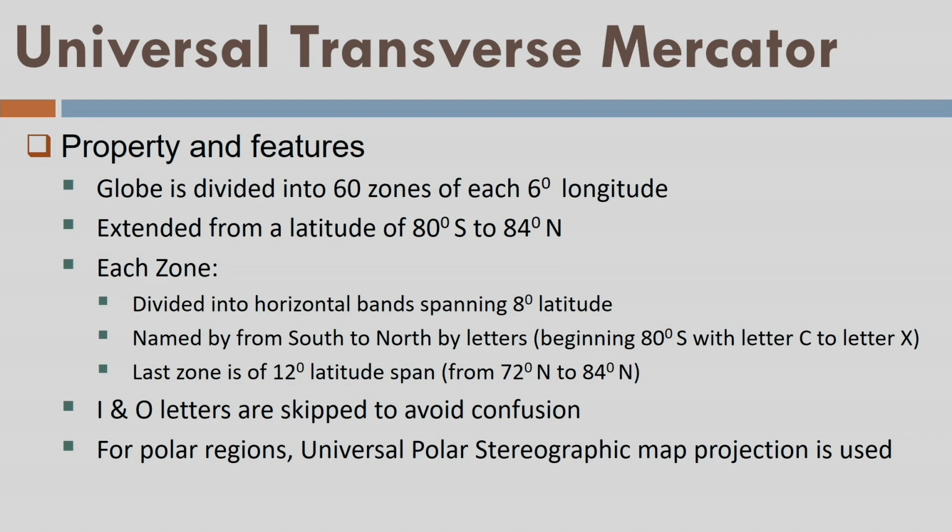What about the polar regions, above 84 degrees north and below 80 degrees south? For those polar regions, we use stereographic map projection, but in a similar fashion we have given the name Universal Polar Stereographic Map Projection, again a specific example of stereographic projection. There we don't use UTM, we use UPS.